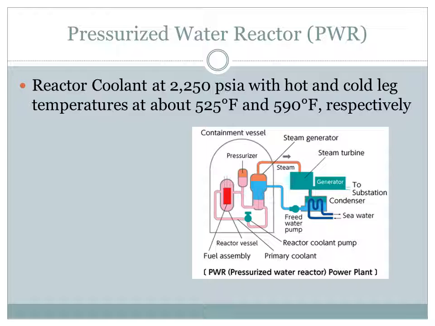The hot leg runs from the reactor to the steam generator and is about 595 degrees Fahrenheit. The cold leg runs from the steam generator back to the reactor and is about 525 degrees Fahrenheit, having given off some of the heat to the secondary side. The steam generator contains thousands of tubes which take the incoming feed water on the secondary side and create steam. The steam turns the steam turbine, which rotates the shaft inside the generator and creates energy. The steam is then condensed and sent back to the steam generator.